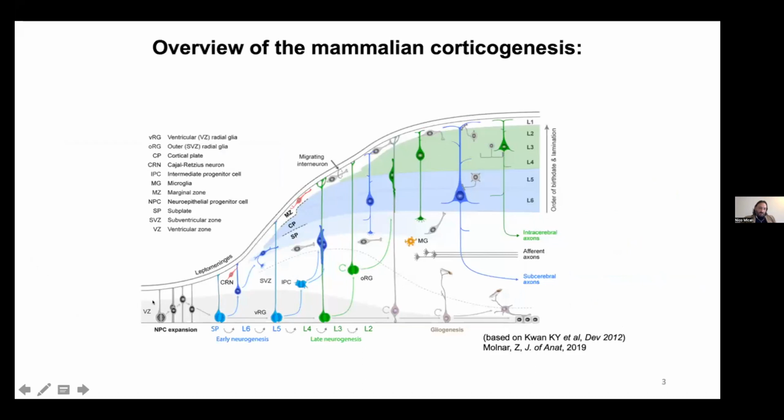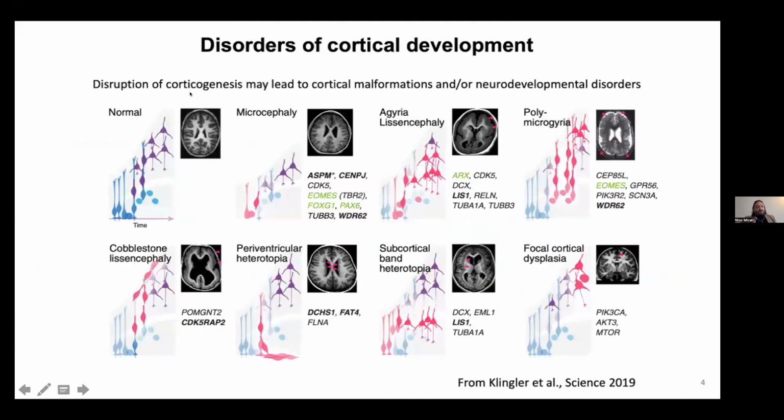This cartoon shows how the neural stem cells progress across corticogenesis. Neural stem cells are not always the same across development. At the beginning, there are neuroepithelial stem cells, and then they give rise to radial glial cells, which form the neurons. Radial glial cells then transition across different states during corticogenesis, eventually becoming gliogenic. Disruption of corticogenesis may lead to cortical malformation and/or neurodevelopmental disorders.